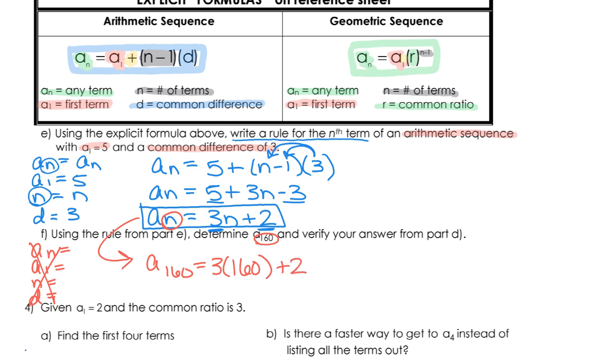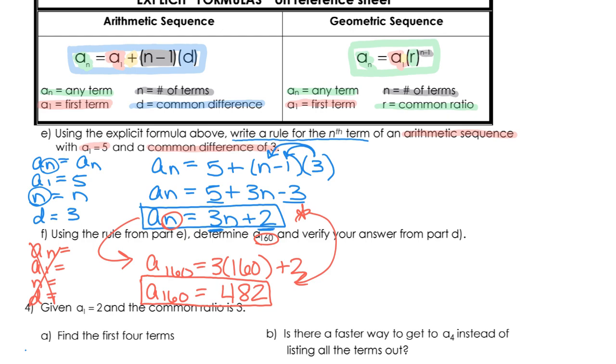3 times 160 plus 2. And 3 times 160 plus 2 is 482. And if you remember, our answer on the front side was 482. So you can see that the formula might be a little bit easier. However, you have to come up with the formula first and then just plug into it.